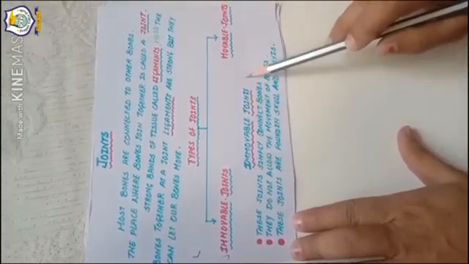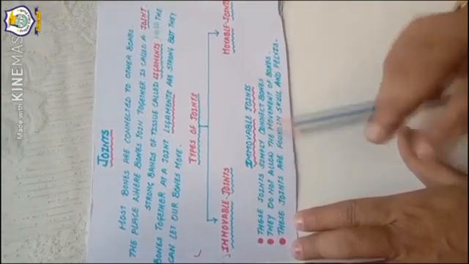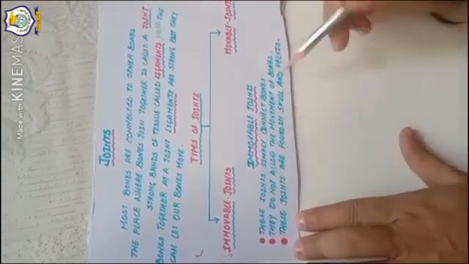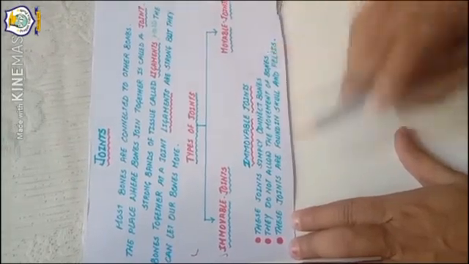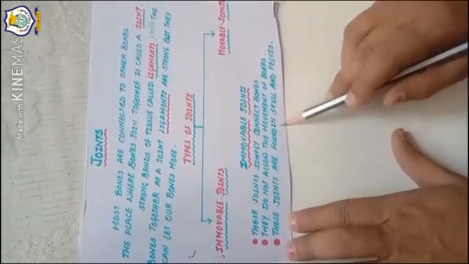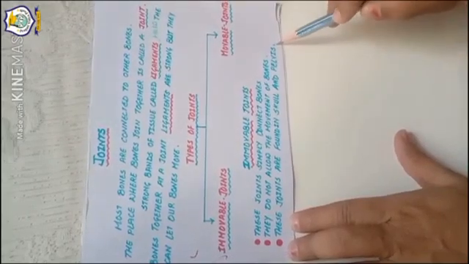Immovable joints. What are these immovable joints? Immovable joints simply connect bones. They do not allow the movement of bones, and these joints are found in skull and pelvis.